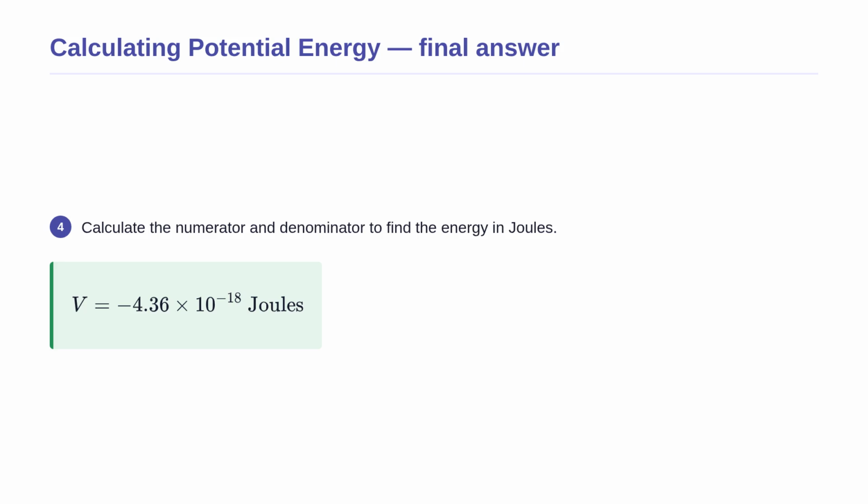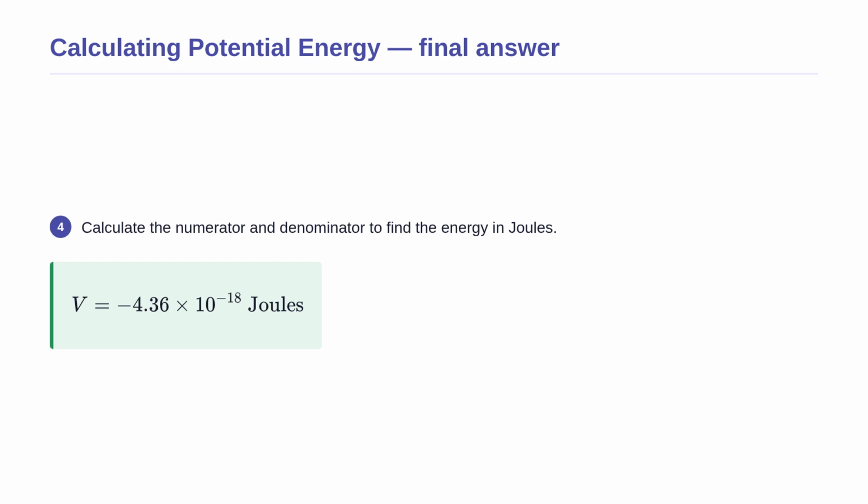Continuing our calculation, we carefully multiply the constants in the denominator and square the charge in the numerator. Dividing these values gives us our final result. The calculated potential energy is negative 4.36 times 10 to the power of negative 18 joules.